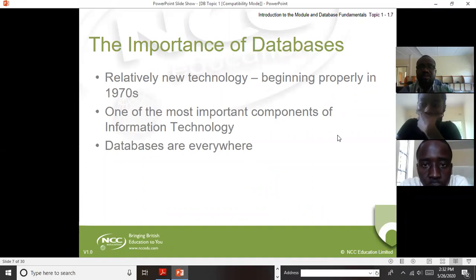One of the most important components of information technology, databases are everywhere. What it means by everywhere is you find them in phones, in all the organizations, hospitals, schools, anywhere you may think of, databases are there.